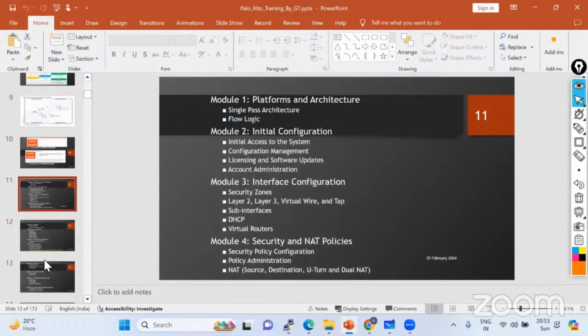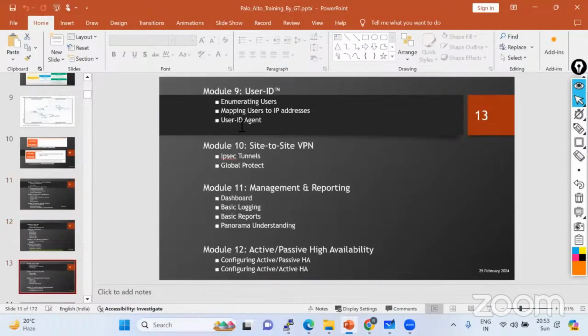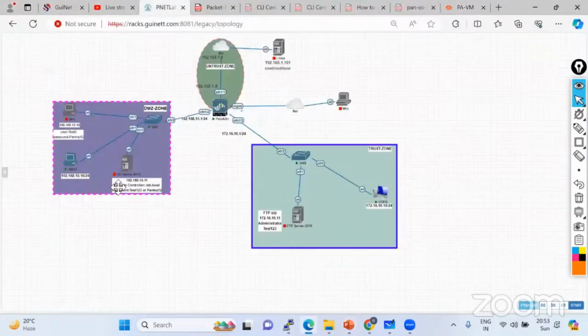So after that, we just have to understand the user ID, how the Active Directory is going to be integrated with my firewalls. For that, we have the real AD available. You can see this is the AD server. I'll show you how this AD is going to be integrated with the firewall, and based on the AD integration, how my traffic is going to be protected.